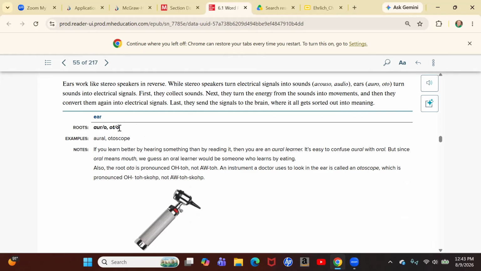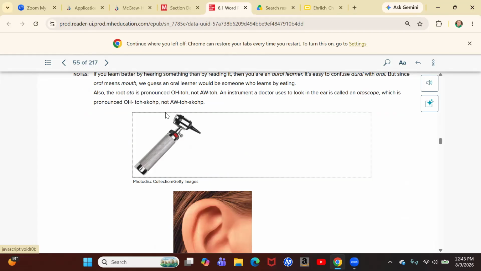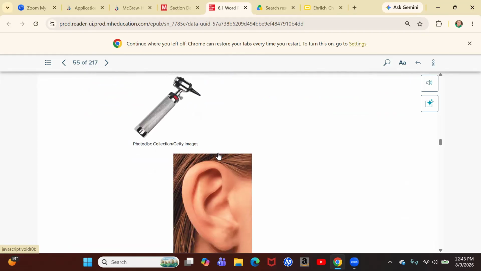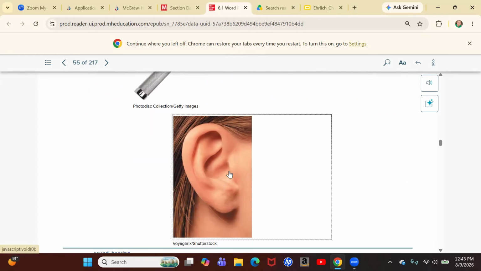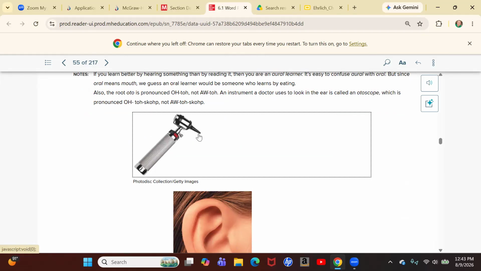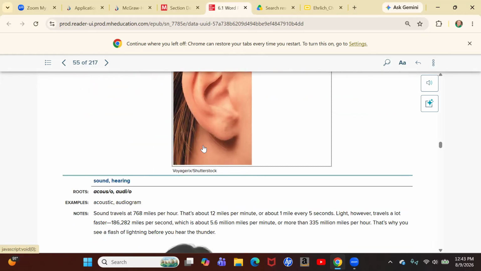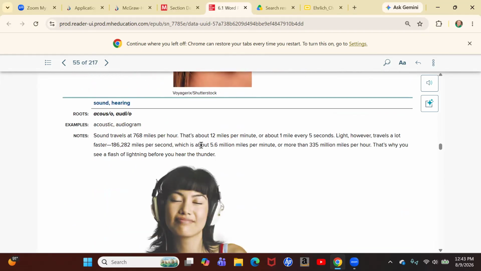And then you have otoscope. Oto also means ear, and that's the instrument to look into the ear, which you see here. This is a classic otoscope, with the light that will shine, goes through the pinna here, goes down the auditory canal, and shines that light into or on the tympanic membrane.